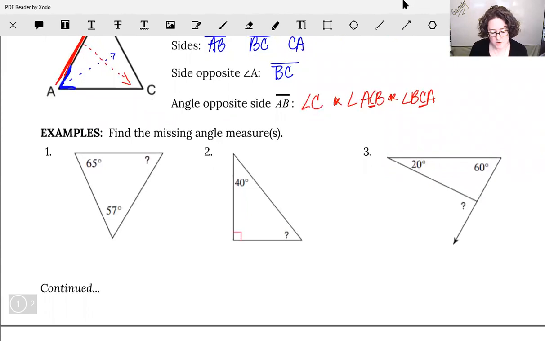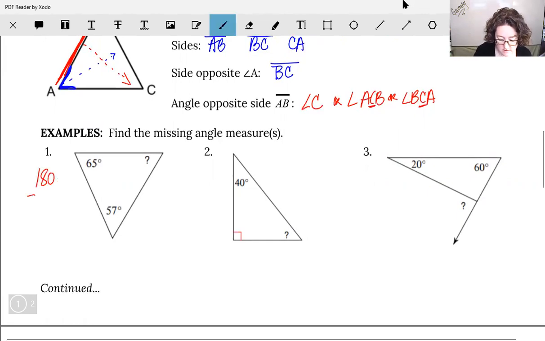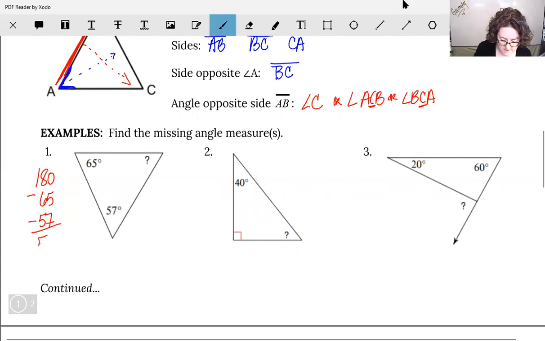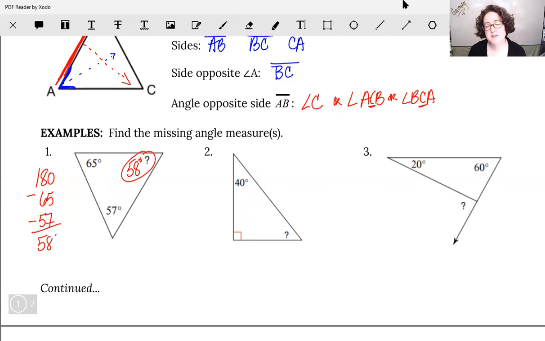First example, example 1: we're given a triangle with 65 degrees and 57 degrees, and we have to find the leftover measure. Again, all we need to do is subtract from 180. So I'm going to take 180, and using whatever calculator you have available, subtract 65, and subtract 57. Let's see what that comes out to. And I get 58. So that means my missing angle is 58 degrees. Again, all I'm doing is subtracting what I know from 180 degrees.